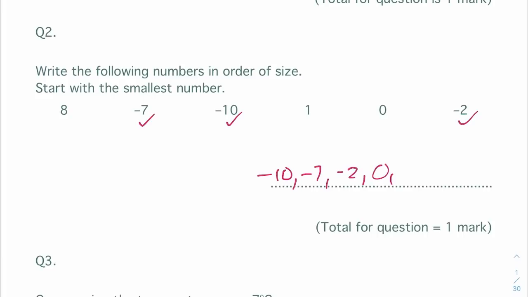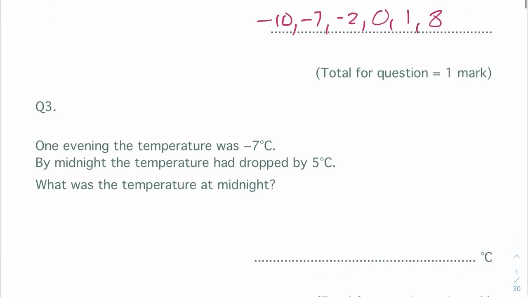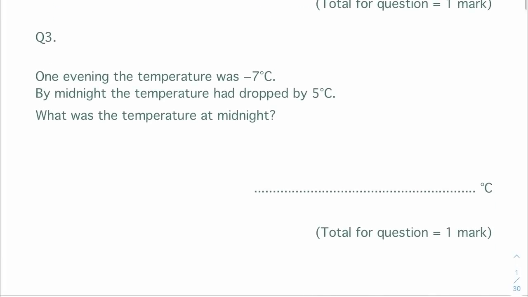We finished with the negatives there, we've got our 0, and then we've just got 1 and 8 to finish it off. Tick them off as you go, make sure you've put them all down, and there we go, there's that question.